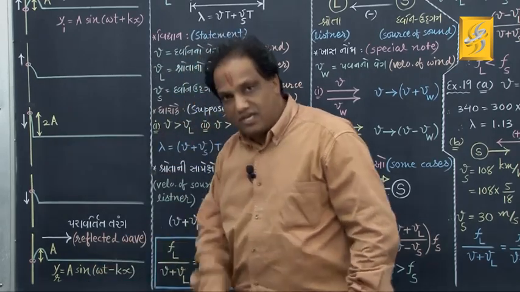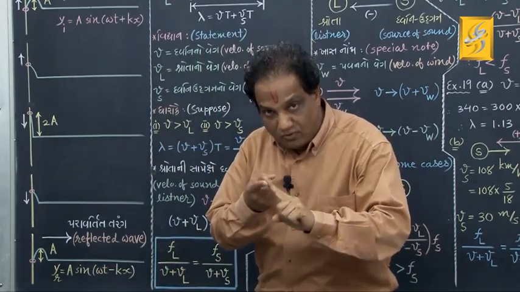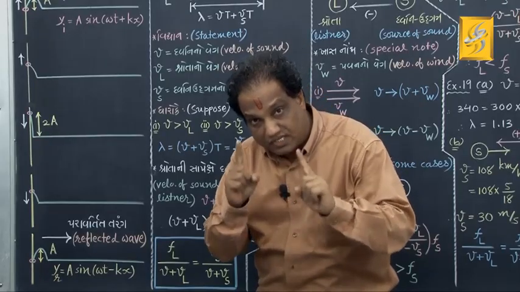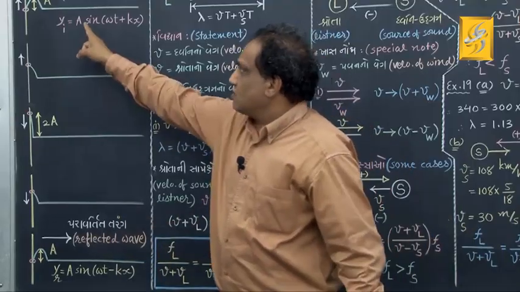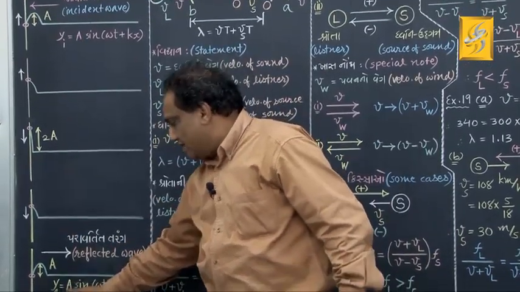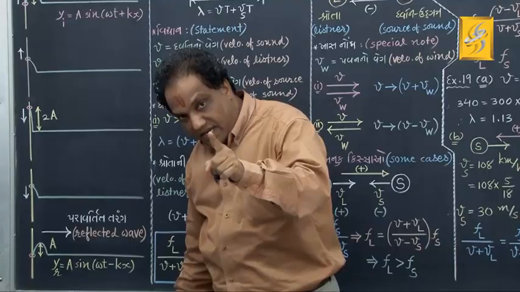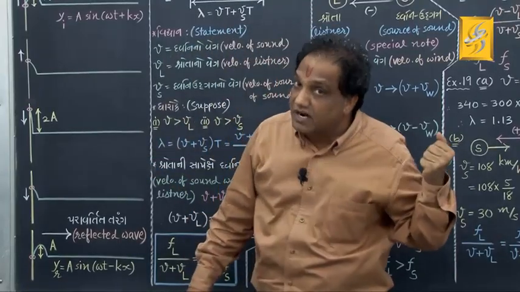So have you noticed one thing here? Whenever any wave is reflected from a free support, its shape does not change. That's why here also I am writing plus A, here also I am writing plus A. If a crest is made incident, then a crest is getting reflected.